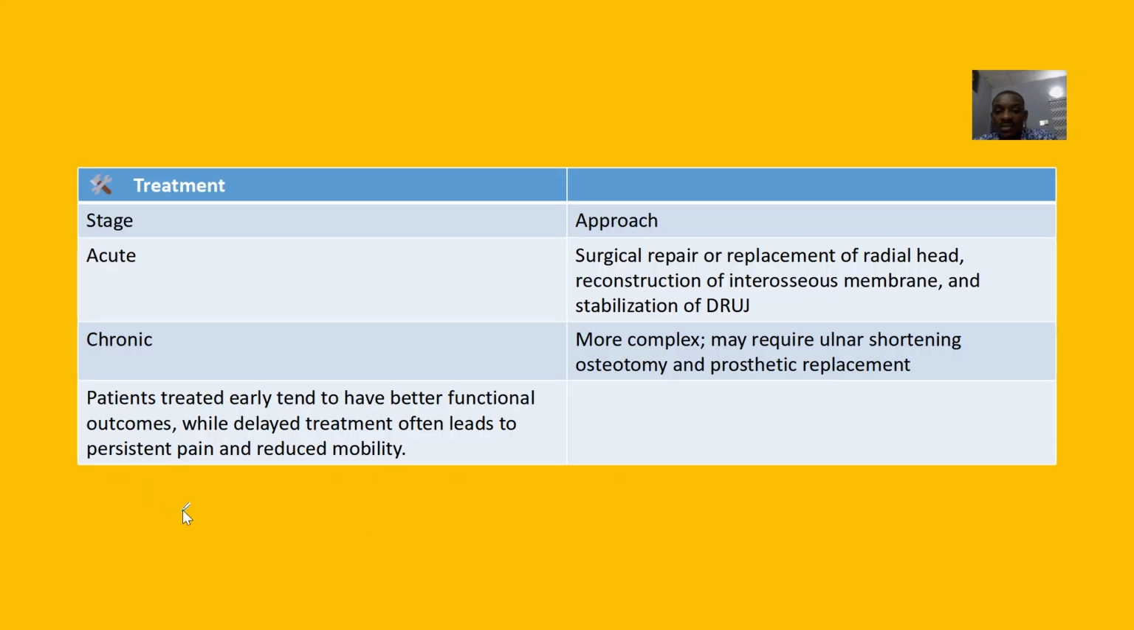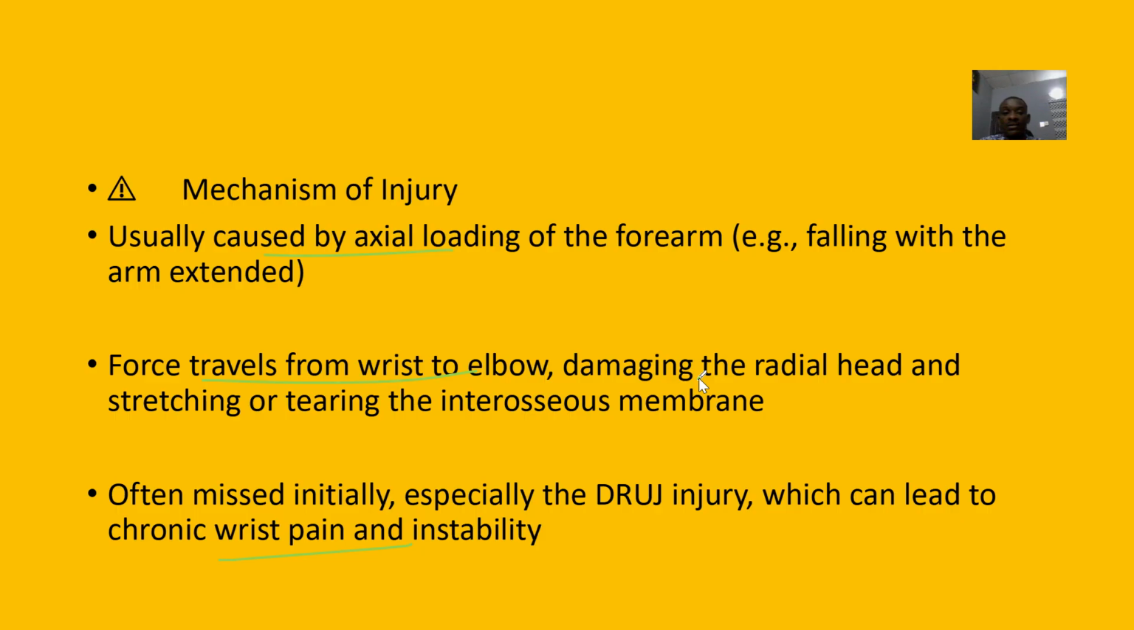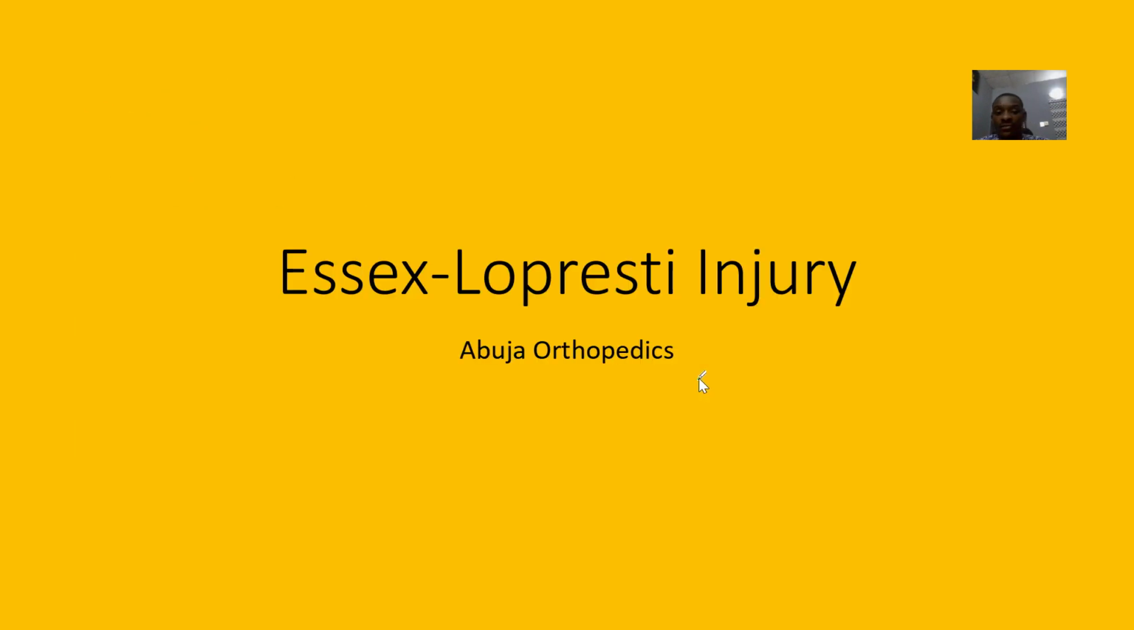So for treatment, for the acute one: surgical repair or replacement of the radial head, and reconstruction of the interosseous membrane. If it is chronic, it may require what? Ulnar shortening, osteotomies, and prosthetic replacements. Okay, so that's what we have here for Essex-Lopresti injuries.